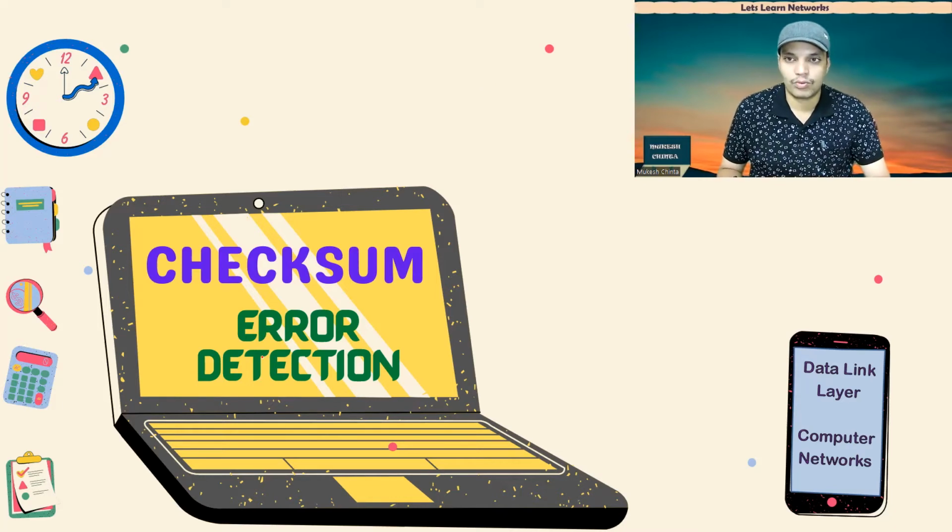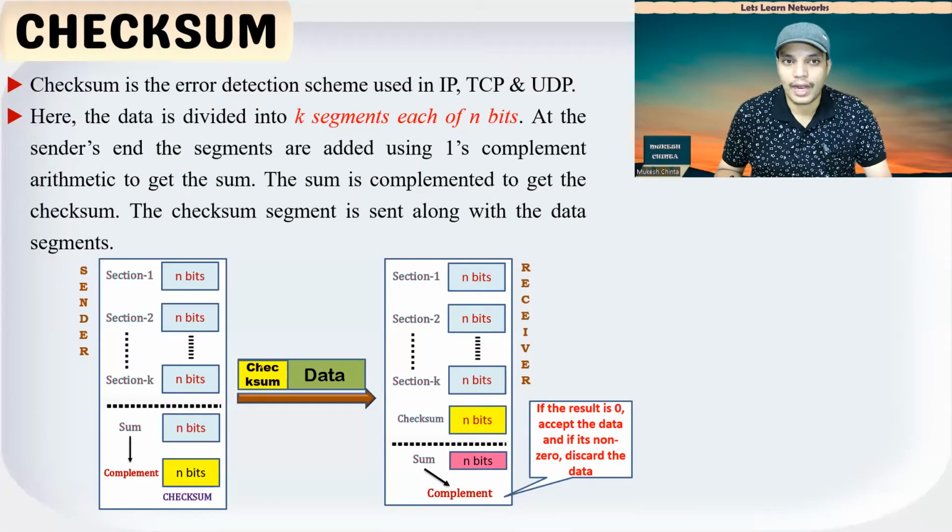The checksum method is one of the oldest error detection techniques in use. It is actually used in the upper layer protocols, including TCP, UDP, and IP. This scheme involves breaking up your message into, let us say, K sections, each section containing the exact same number of bits. So the data is divided into K segments, each of N bits. At the sender's end, the segments are added using one's complement arithmetic to get the sum. Towards the end, this sum is complemented to get the checksum. The checksum segment is sent along with the data segments.